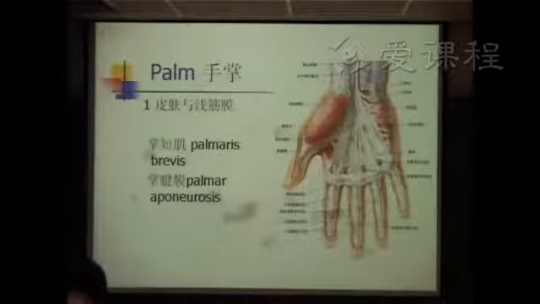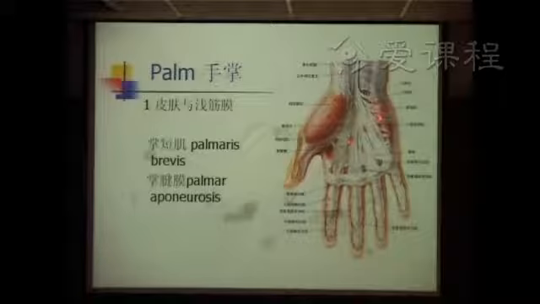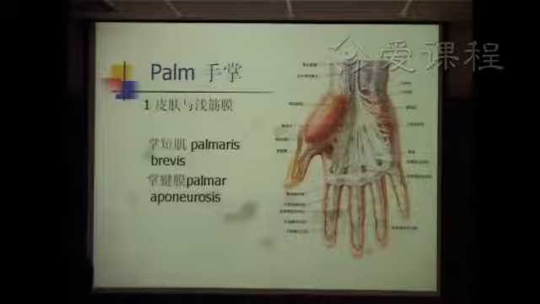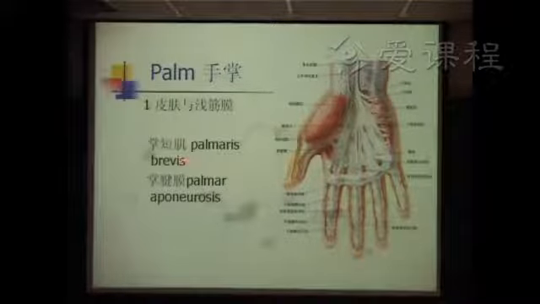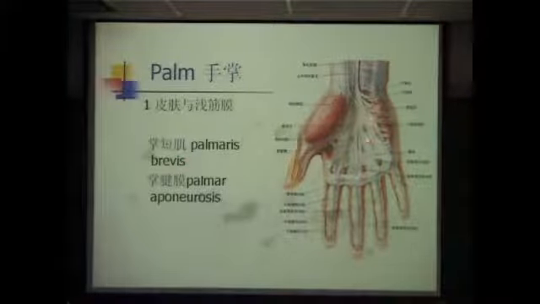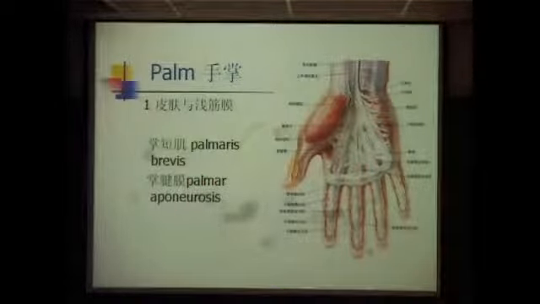We have already removed the skin on the palm and also dissected the structures in the superficial fascia. In the superficial fascia, we can find a small piece of muscle. It's called palmaris brevis. And after the superficial fascia is removed, you can find the palmar aponeurosis. You have already found it.